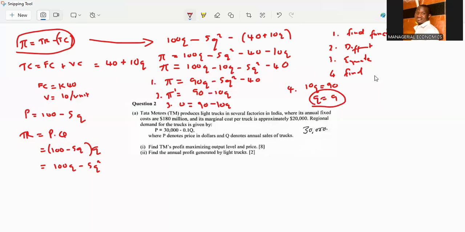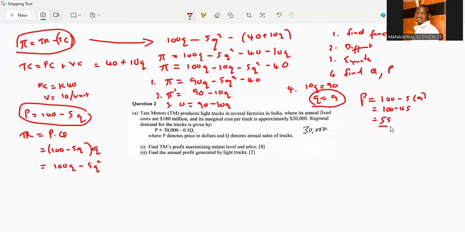Okay? Then what is the price? So here you said find what? Q and P. So we found our Q that maximizes profit. Then to find the price, you go back to the original price function. So what is the price that will maximize our profit? Where there is a Q, we're going to put 9. So 100 minus 5 times 9, what is that? It's 45. Okay, so 100 minus 45, what do we get? 55.